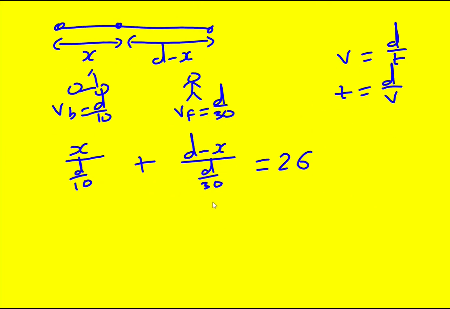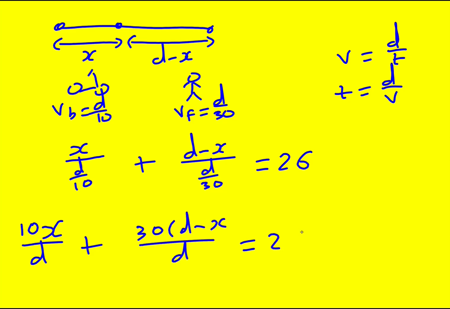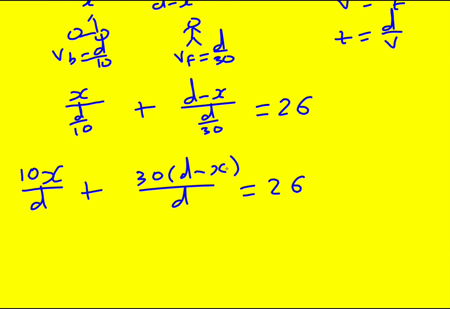Okay, first thing I'm going to do is sort these fractions out. So when I do x divided by d over 10, it's the same as multiplying by 10 over d. It's going to be 10x over d. And similarly over here, dividing by d over 30 is the same as multiplying by 30 over d. So I'm going to get that. Let me multiply through by d, so 10x, and I'm going to expand this bracket, plus 30d minus 30x is going to equal 26d.